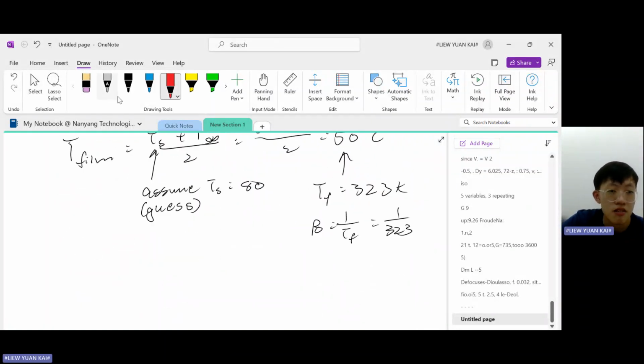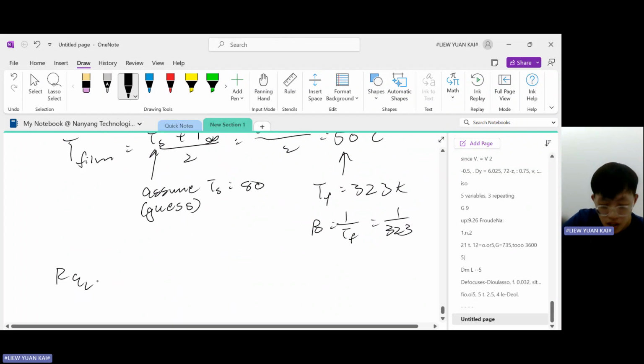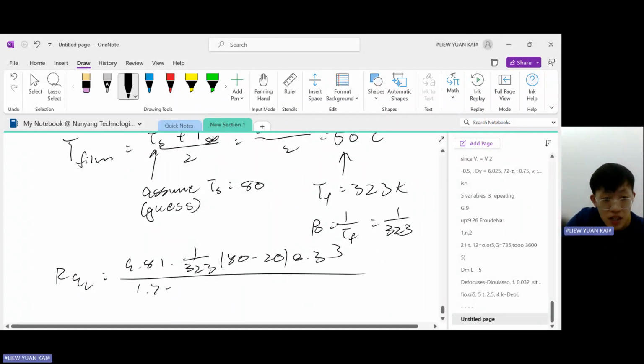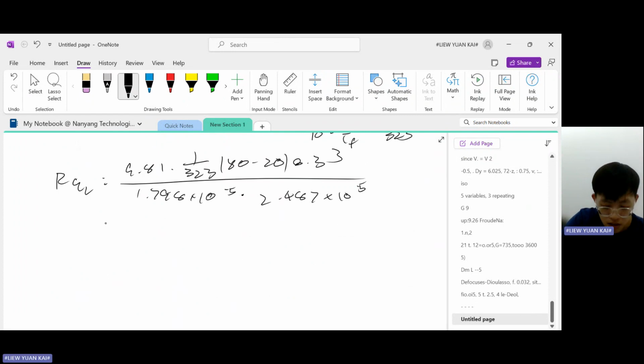Okay, so again, let's go find our Rayleigh number. The Rayleigh number is given by 9.81 times 1 over 323, times 80 minus 20, times the length of the board cubed, divided by 1.798 times 10 to the power of negative 5. This is what I got from the property table. Then 2.487 times 10 to the power of negative 5, also from the property table. After that, punch this out, you get 1.10 times 10 to the power of 8.